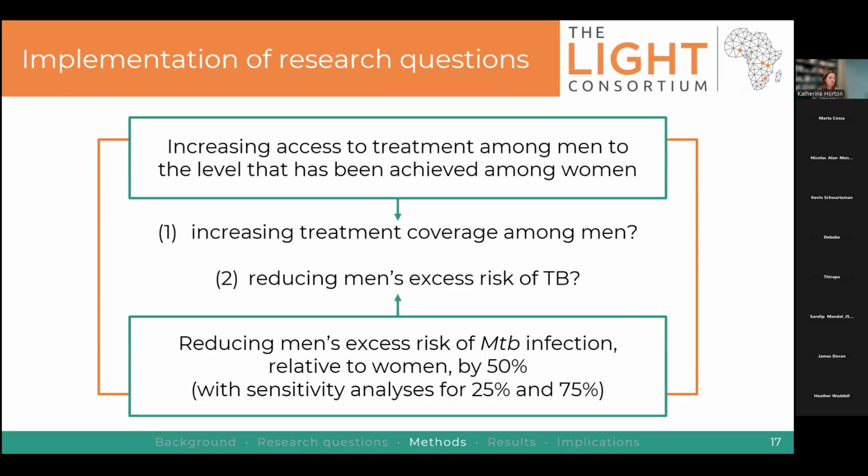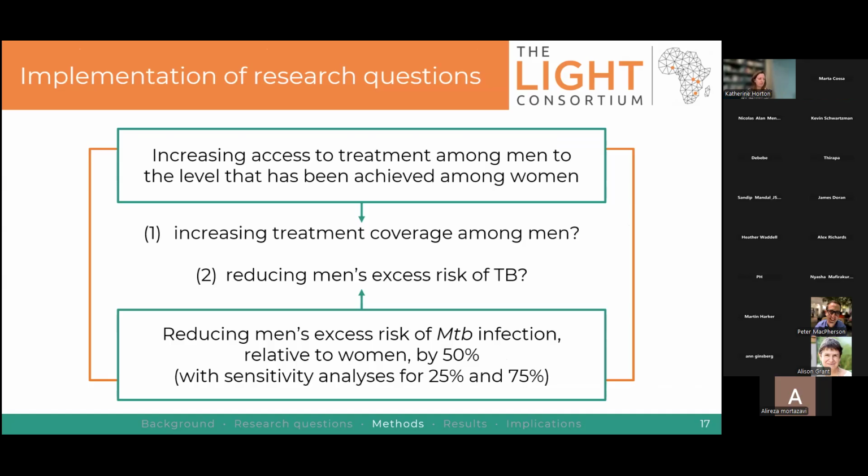The second one was to reduce men's risk of MTB infection, this term that I mentioned, relative to women by 50%. And we had some sensitivity analyses that looked at reducing that by 25 to 75%. We did not go all the way to 100%, recognizing that there's likely biological factors and other social and cultural and structural factors that would be difficult, if not impossible, to eliminate.